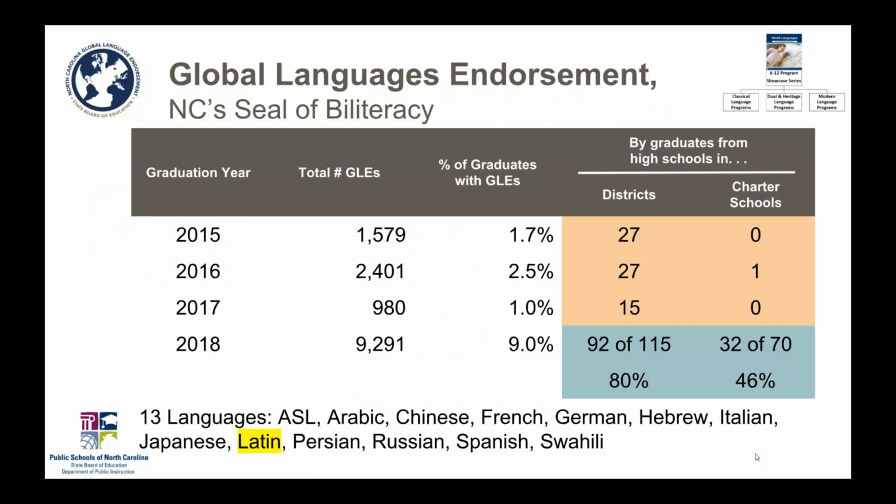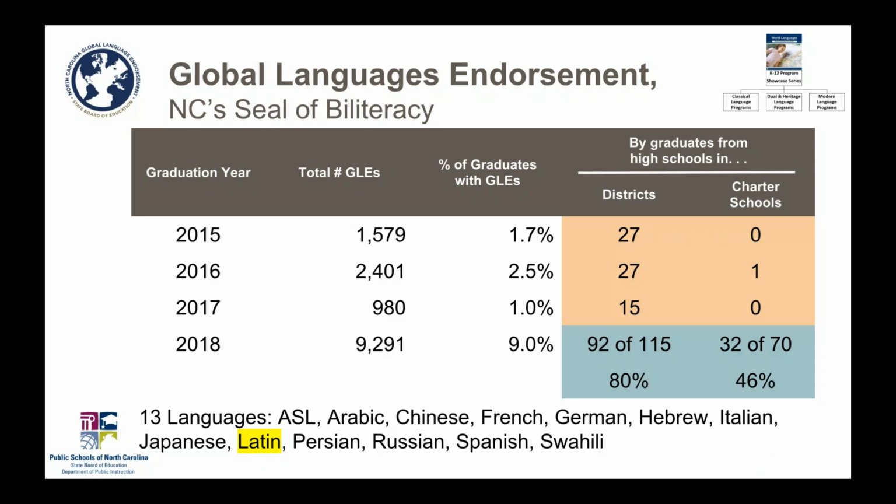This is our data coming up on the screen for our Global Languages Endorsement for the past 4 years of graduating seniors. Notice that each graduation year we had the total number of Global Languages Endorsements, or GLEs, that were earned, then what percentage of graduates statewide that was who earned our Global Languages Endorsement, and then we have a breakdown of graduates from high schools in various districts and charter schools. Notice that the numbers vary quite a bit.